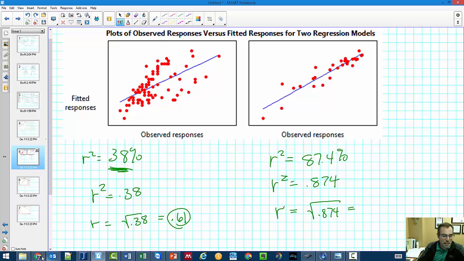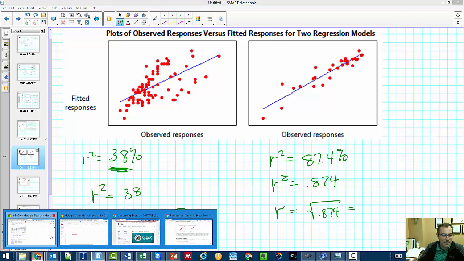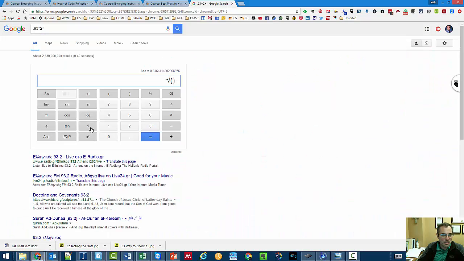I'll do it back on this, this right here. So the square root of 0.874 is 0.93. So an r value of 0.93.